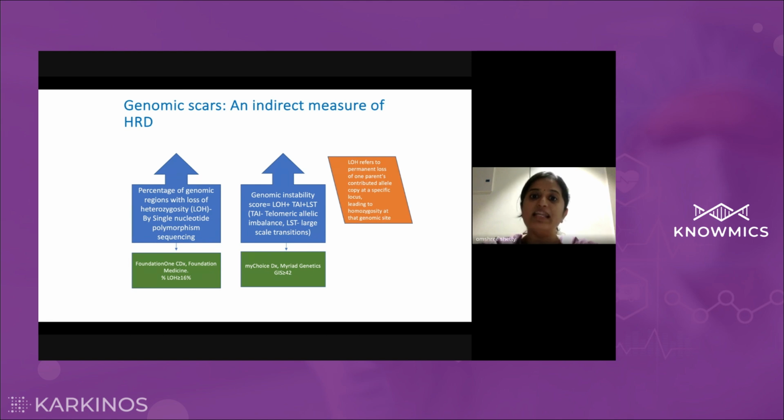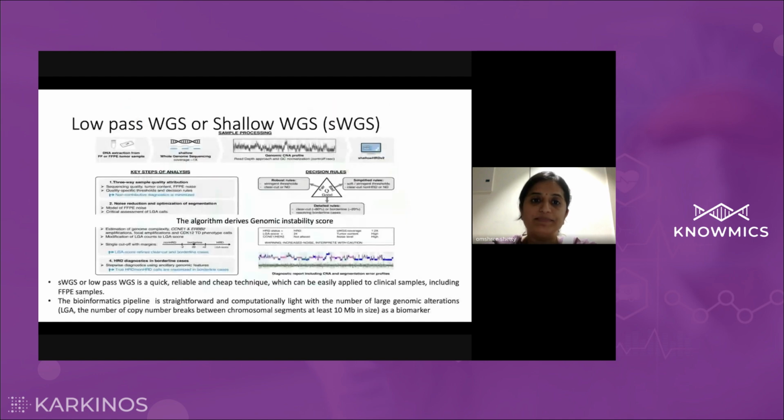So definitely an indirect measure. It is basically an effect of HRD. So percentage of genomic regions with loss of heterozygosity by SNP sequencing. This approach is being used by Foundation One Medicine, whereas genomic instability score, which takes into account LOH, telomeric allelic imbalance, and LSTs, is done by Myriad. So nowadays, many of the tests are using some other algorithm to look for those genomic scars. So what are those? Next, please.